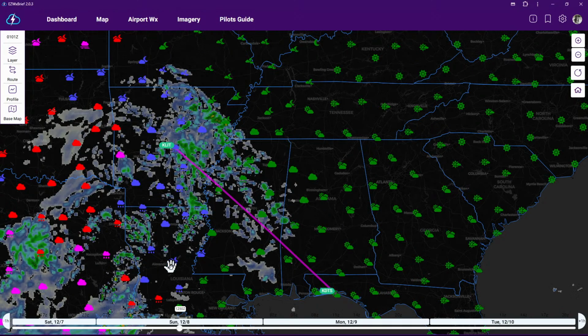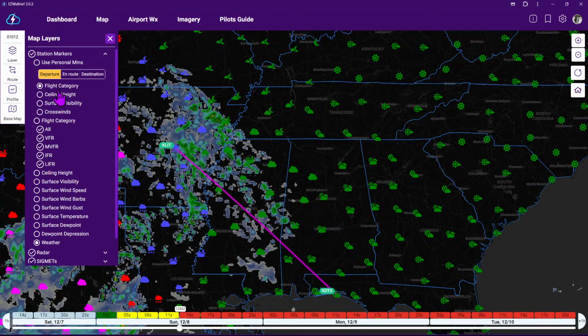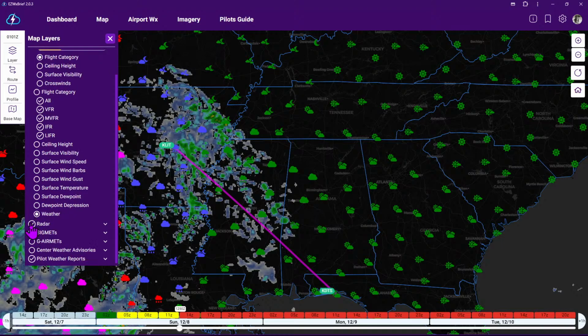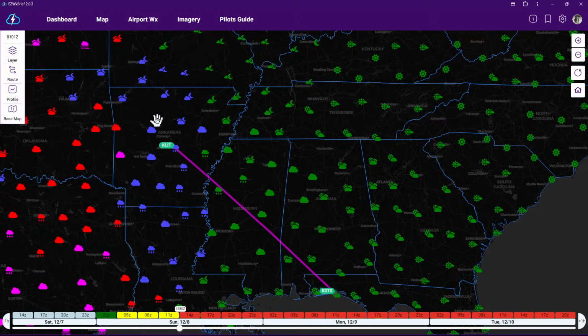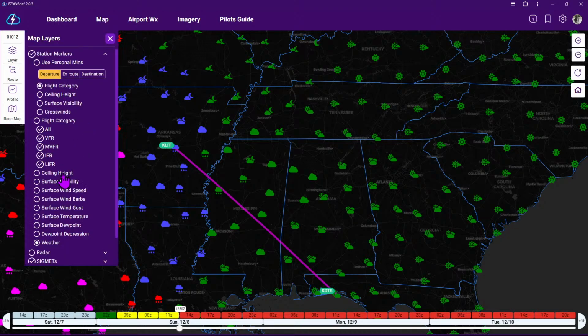Let's take a look at what's happening overall, and I'll turn off the radar layer. We'll get to that in a second. I want to make sure that we can look at the details of what's on the map itself. So the layer I have selected is one I like, and that is the weather layer. It's under the station markers section here.